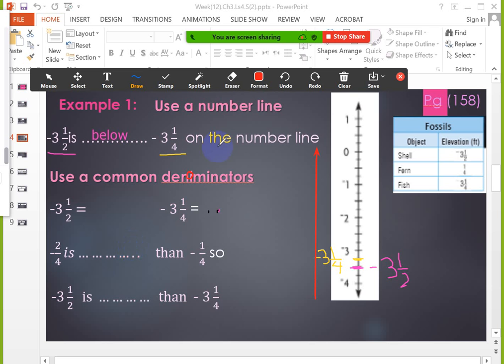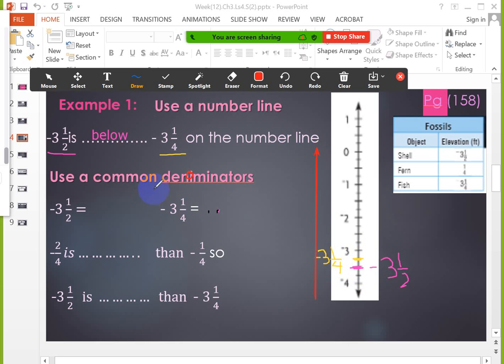Okay, look, this is the direction on the vertical number line. This is the direction for the greatness. That means when numbers go up, the number becomes greater. Look on the number line: negative 3 and 1 over 4 is over negative 3 and 1 over 2, or you can say negative 3 and 1 over 2 is below negative 3 and 1 over 4. So that's why this number is greater than this number, because this is the direction. I have to follow it all the time.